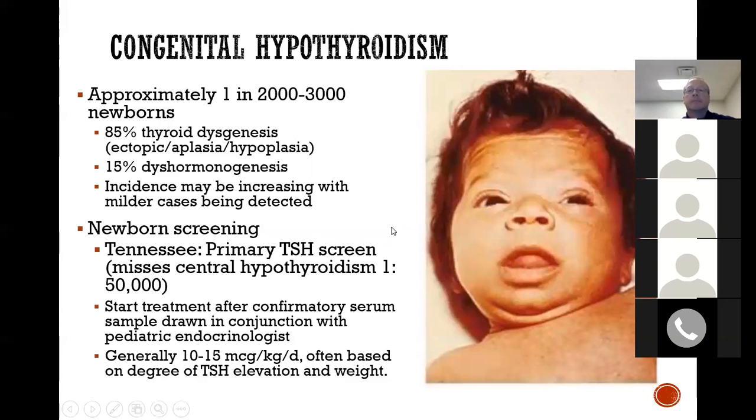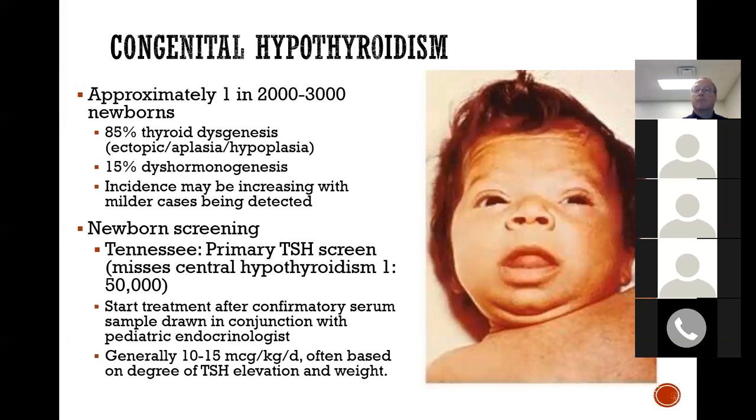In terms of congenital hypothyroidism, it is the number one most common thing on the newborn screen. Only about 30% of the world actually screens for congenital hypothyroidism. That's unfortunate, as many people are left untreated and end up looking like this infant on the slide. Most of it's from thyroid dysgenesis, so ectopic, aplasia, hypoplasia. 15% is going to be dyshormonogenesis, and you'll often find that going through a family in an autosomal recessive-like pattern.